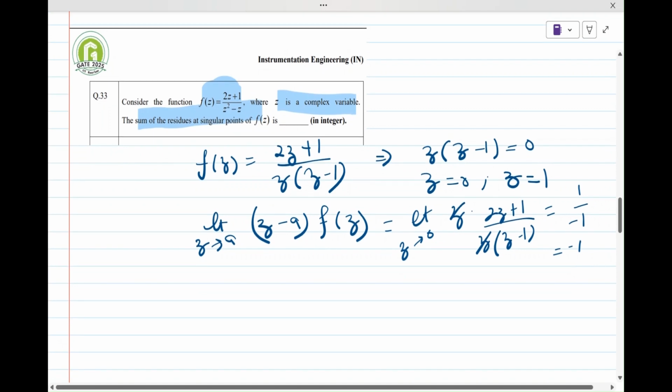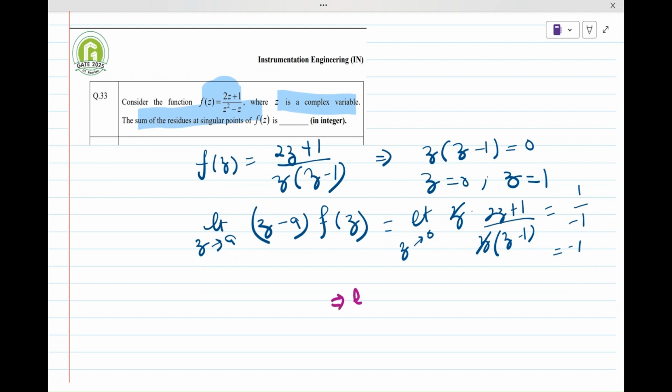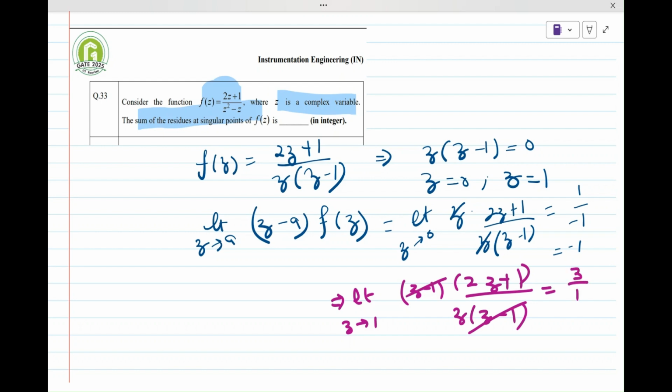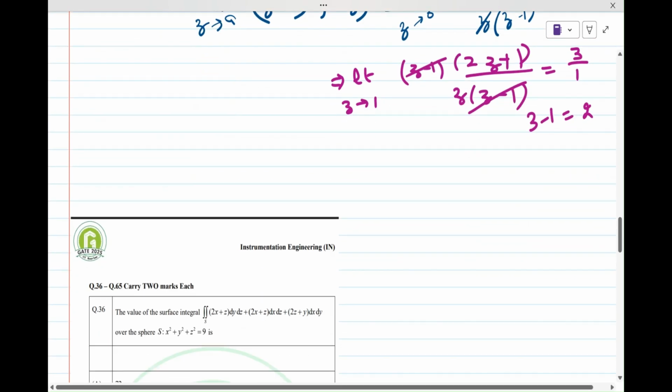The second one is, now z equals 1, so limit z approaches 1, (z minus 1) times (2z plus 1) upon z into (z minus 1). Cancelled, z approaches 1, so 2 plus 1 is 3, 3 by 1. You have to find the sum of residues. So 3 minus 1 is equal to 2, again an integer. So the answer is 2. Let's move to the next question.